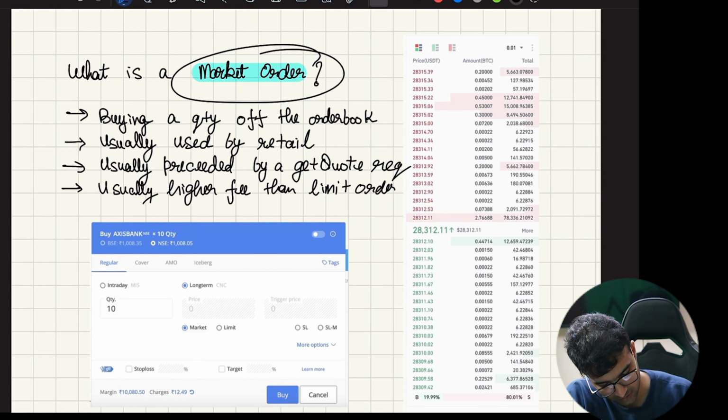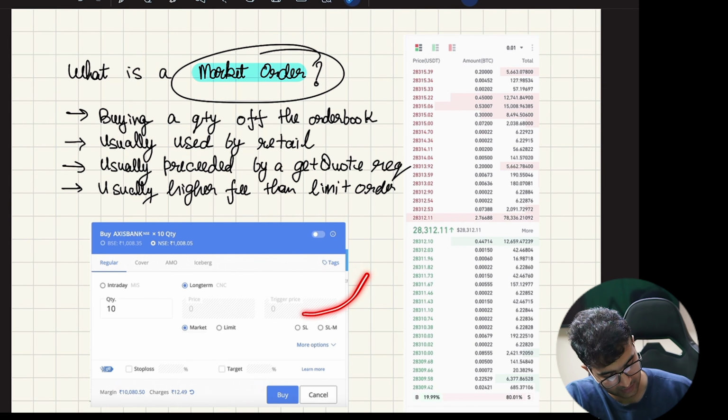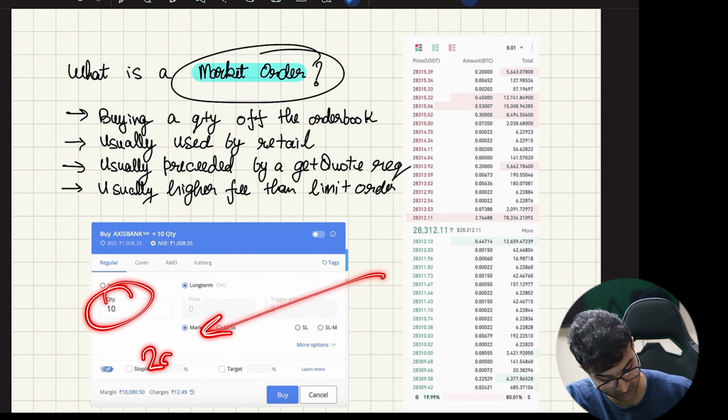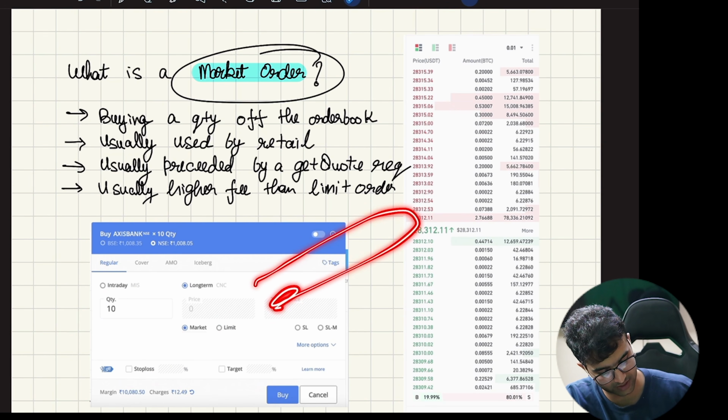That's what a market order is. It is used for buying a quantity off of the order book, irrespective of what the current price is, usually used by retail, usually preceded by a get quote request. So as I said, under the hood, it's eating the order book. Without looking at a quote means, I will give you 10, but you will have to pay 20,000 rupees. Are you sure you're willing to pay this much? This is the first quote request that goes out. Okay, give me a quote for 10 assets.